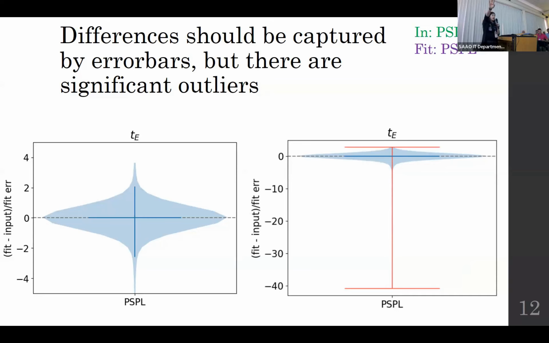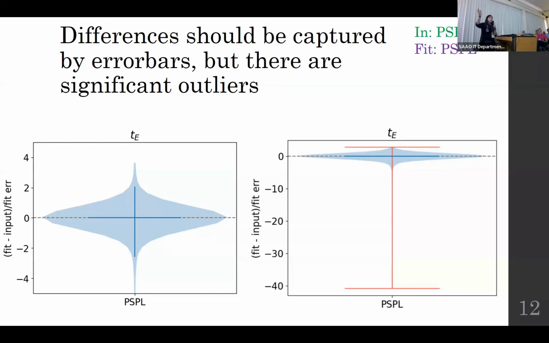On the left-hand plot, the horizontal line is the median of that distribution, and the vertical lines are the standard deviation. And you can see that for the T distribution here, the median was very close to 0, so it's within one standard deviation. So while there are events that have significant deviations, on the whole the distribution isn't biased.